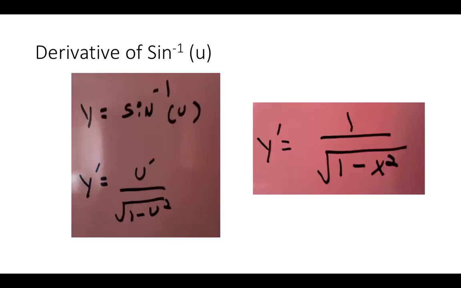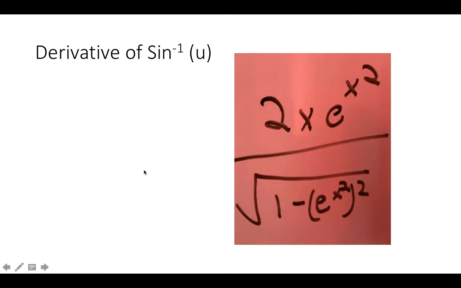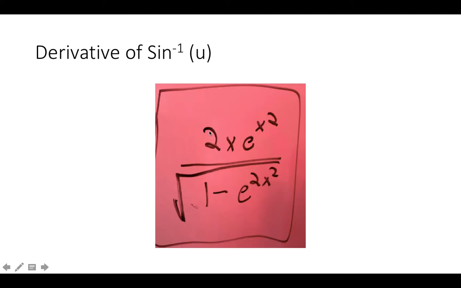What are we going to do? We're just going to plug it into this formula. So if we plug it in, we'll have our 2x times e to the x squared divided by the square root of 1 minus e to the x squared, squared. Usually this is enough for your answer, but if your professor is like mine, he wants you to complete it fully, so we'll just square this, and the actual answer is 2x times e to the x squared divided by the square root of 1 minus e to the 2x squared.